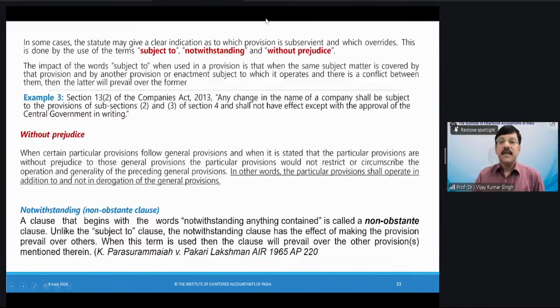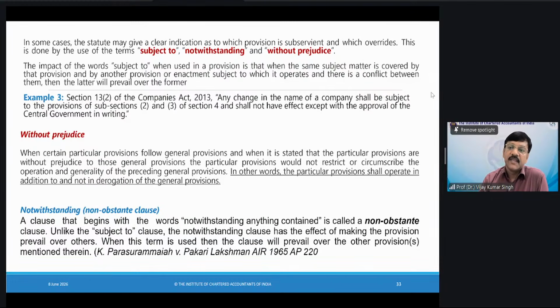Okay. In some cases, the statute may give a clear indication as to which provision is subservient or which provision overrides, right? So in a law, many a times you will find that the law itself says that X provision is more powerful than Y provision. How do you come to know? By way of the usage of the terms subject to, notwithstanding, and without prejudice. These three terms you will find in many legislations, and you have to interpret them in a certain way.